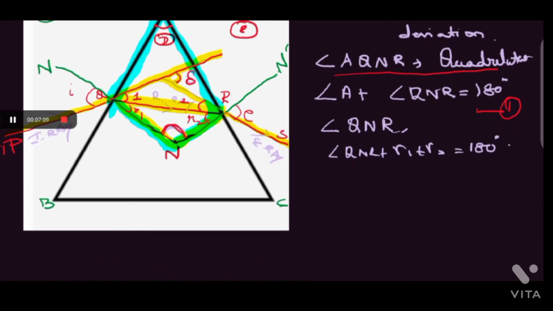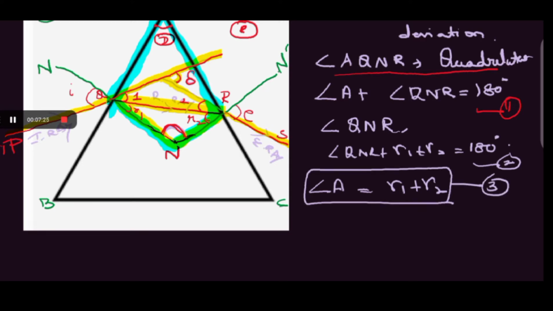Right? And if you see the comparison between the first and second equation, angle QNR and 180 degrees are the same, and you will come to the conclusion that angle A is equal to R1 plus R2. Make this as equation 3. And now apply the exterior angle property to find out delta.